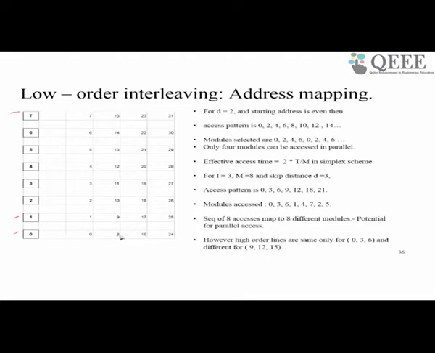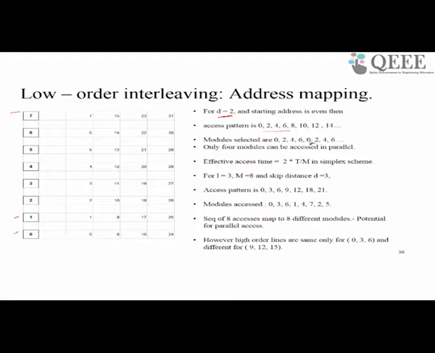Then the 8th address will get mapped onto 0 and so on. So this is how the addresses will get mapped onto 8, 9, 10 and so on, and then 16 will again get mapped onto module 0 and so on. So if you want to fetch data with a constant skip distance of d equal to 2, which means the access pattern of the addresses is as follows: 0, 2, 4, 6, 8, 10 and so on.